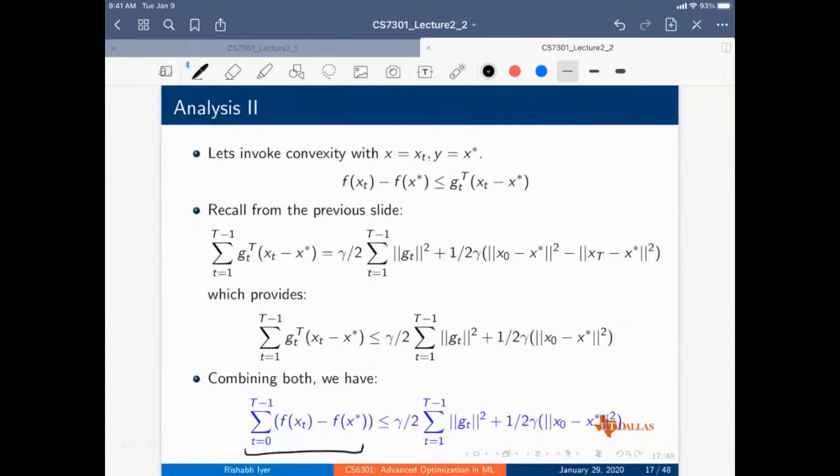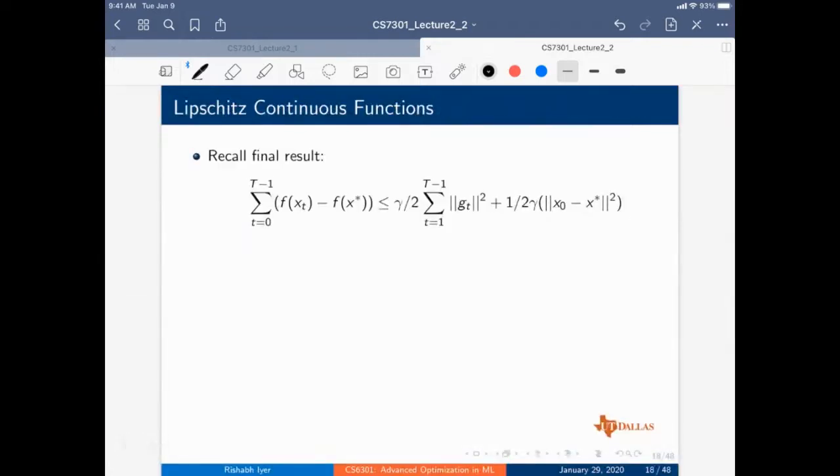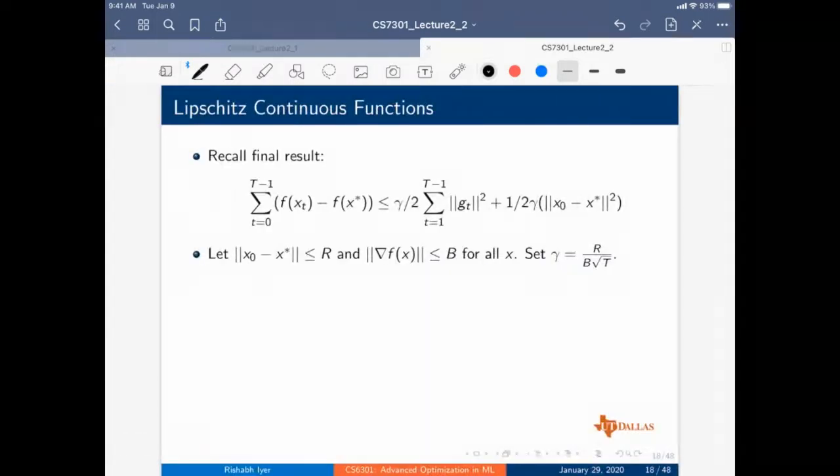So I have this sum over t of f of xt minus f of x star is less than or equal to, and I'm left with these two terms. One is gamma by 2 times the gradient squared, plus 1 over 2 gamma times this difference between x0 minus x star. Okay, so then what I do is that I can assume that x0 minus x star is bounded. So again, this is where we will be using the assumption that the weights and the parameters are bounded, right? So we assume that for any x in the domain, the norm of x is less than or equal to r.